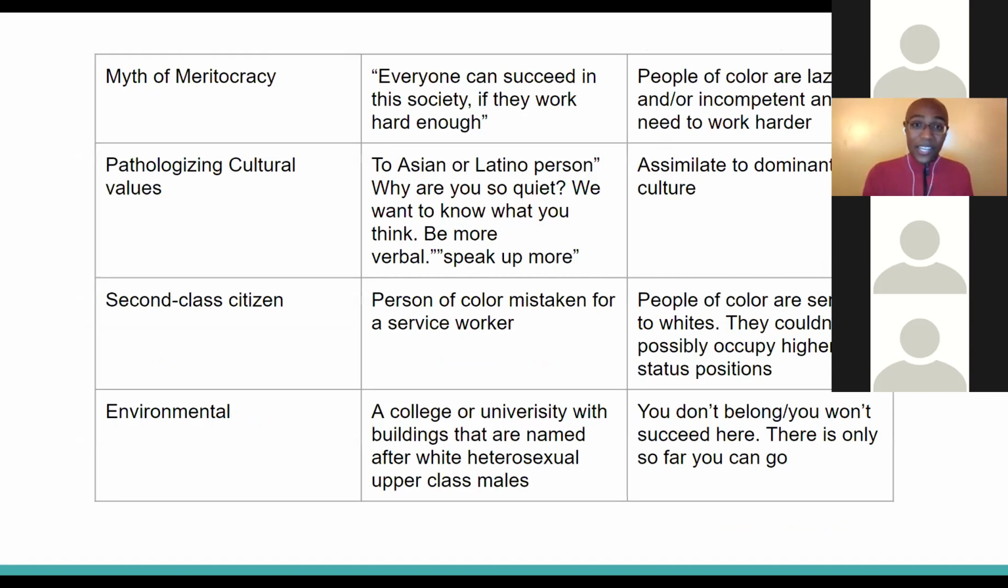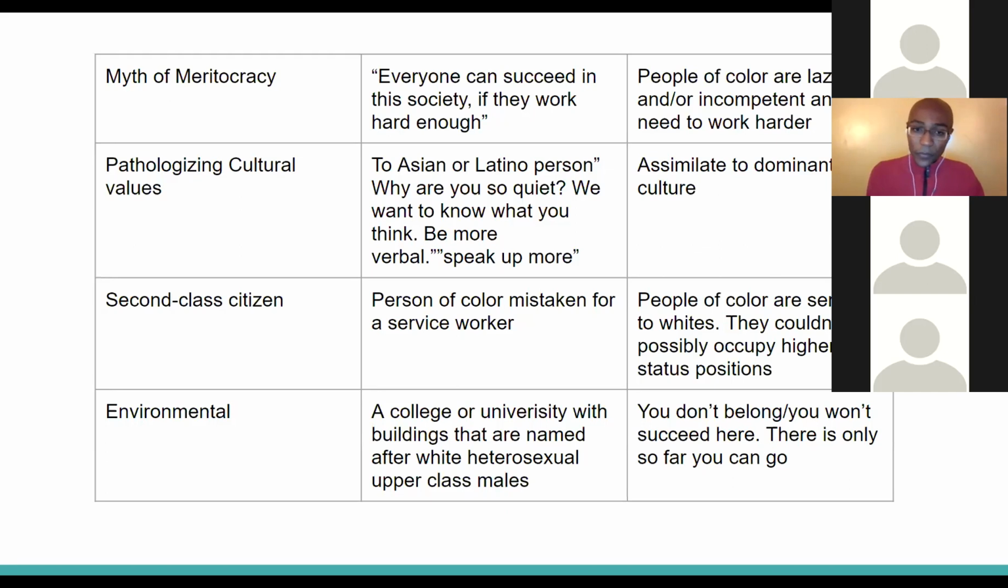Myth of meritocracy. Everyone in society will succeed if they work hard enough. Basically implying that if you're Black and you haven't worked hard enough, or you're Latina, you're not working hard enough if you don't succeed. So that doesn't include all the discrimination, bias, socioeconomic status, the context that they were born in. Pathologizing cultural values. This is where they say to Black people, oh, you're so loud. Why don't you quiet down? Or Asian or Latina people, oh, you're so quiet. Why don't you speak up more? That's basically saying assimilate to the dominant culture.